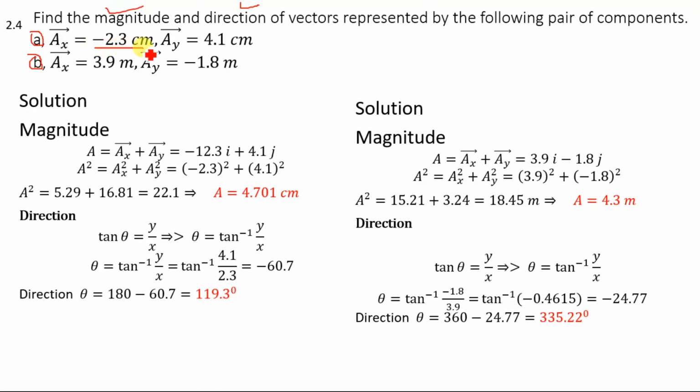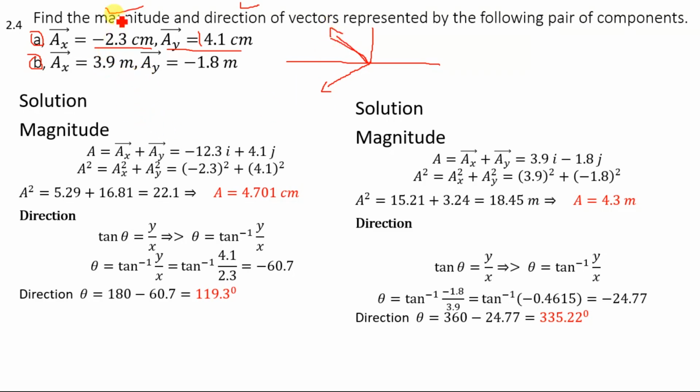This AX is minus 2.3 centimeter and this AY is given as 4.1 centimeter. This AX and AY both are vectors, and this negative sign means that the X is negative. When the X component is negative, then this will either lie in the second quadrant or in the third quadrant, but here the Y is positive, so it means that this vector lies in the second quadrant.